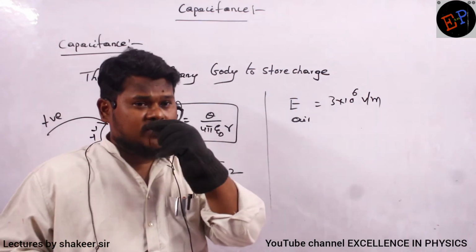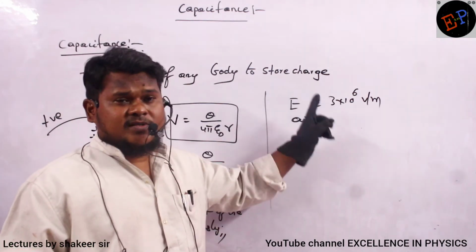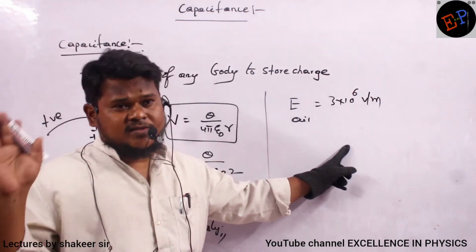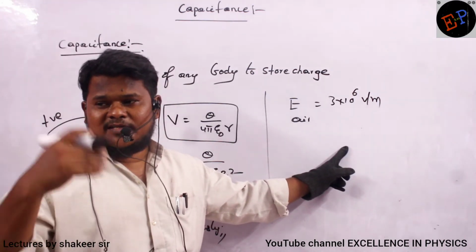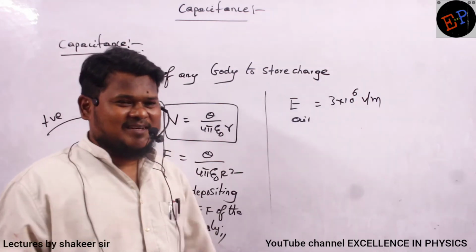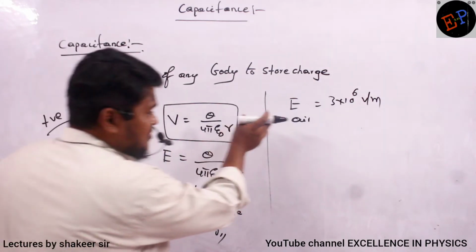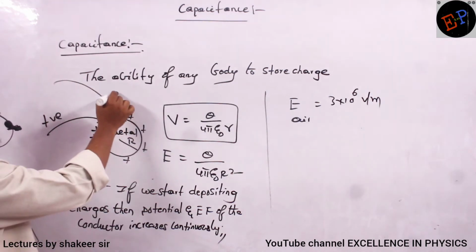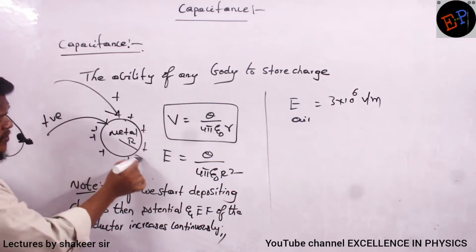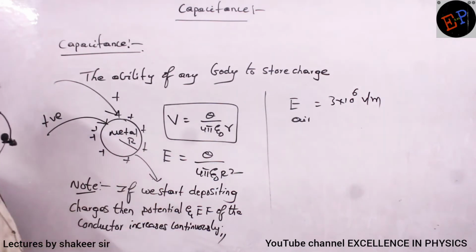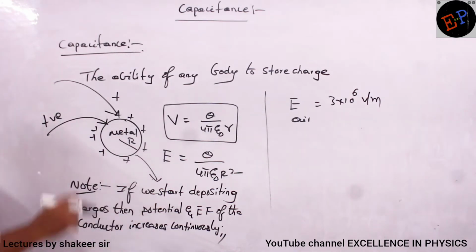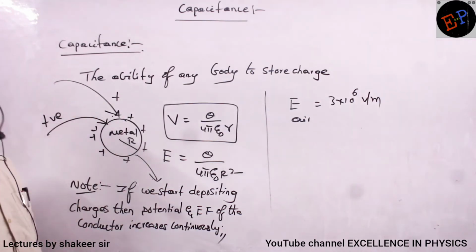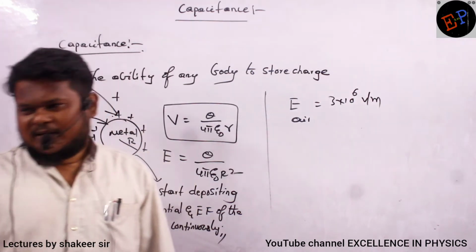Breakdown strength of air means what? If air sees this much amount of electric field, air will forget its non-conducting nature and it starts conducting electricity. Are you able to understand, ma? So after reaching this electric field, I deposit one positive charge, and that positive charge will be leaked into the atmosphere. Clear, no? I deposit one more electric charge, and that charge will be leaked into the atmosphere. Are you able to understand what is happening?